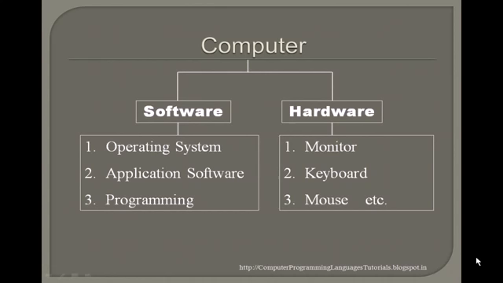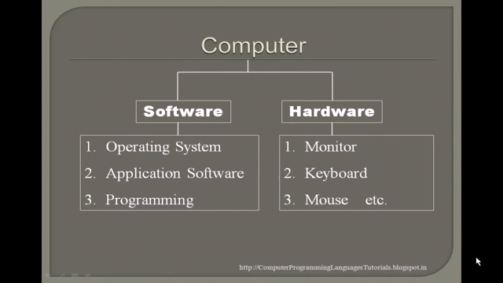The second part is application software. Some examples of application software are MS Word, Excel, PowerPoint, AutoCAD, and Tally. If you want to create documentation, then you can use MS Word. If you open PowerPoint, then you can create your presentation. It means all this software has some limitations.